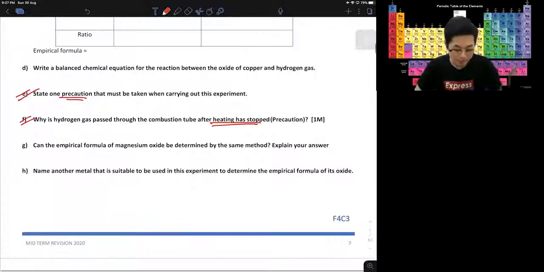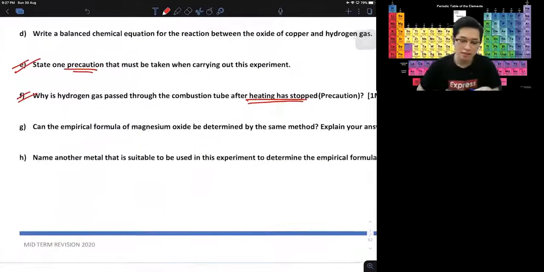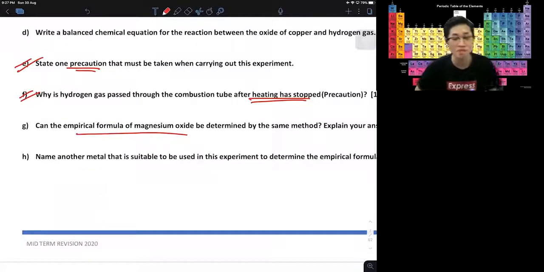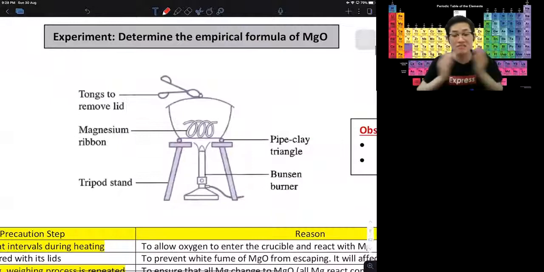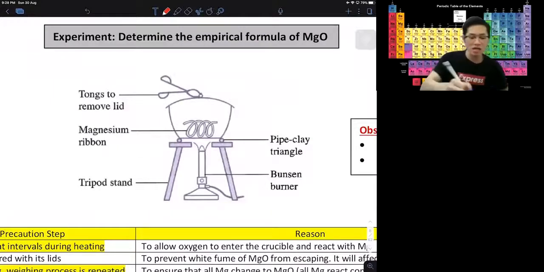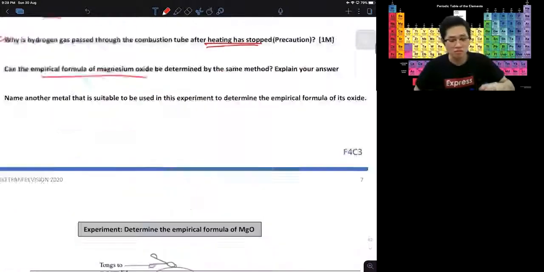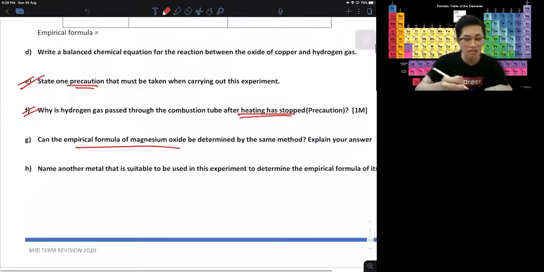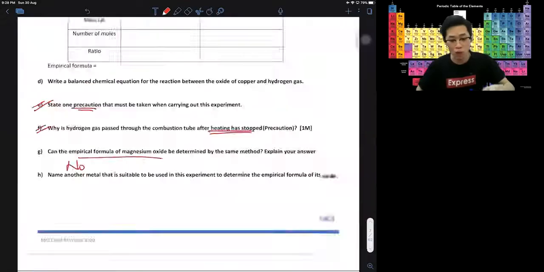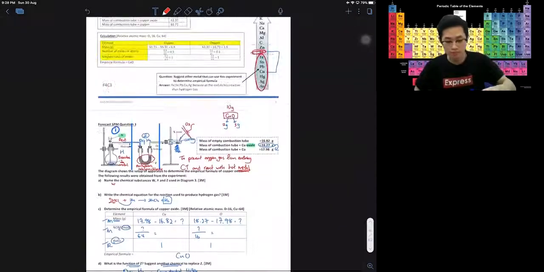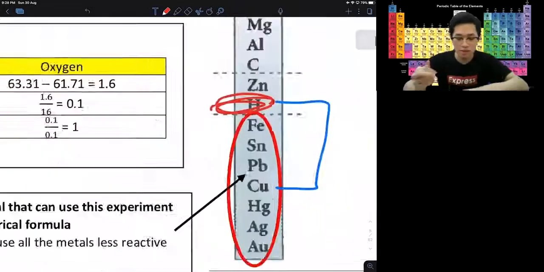And then, can the empirical formula of magnesium oxide be determined by using the same method? We all know that the 2 experiments are carried out in different ways. So when they ask you, can I use magnesium ribbon in this reaction? Of course, the answer will be no. Why is it no?